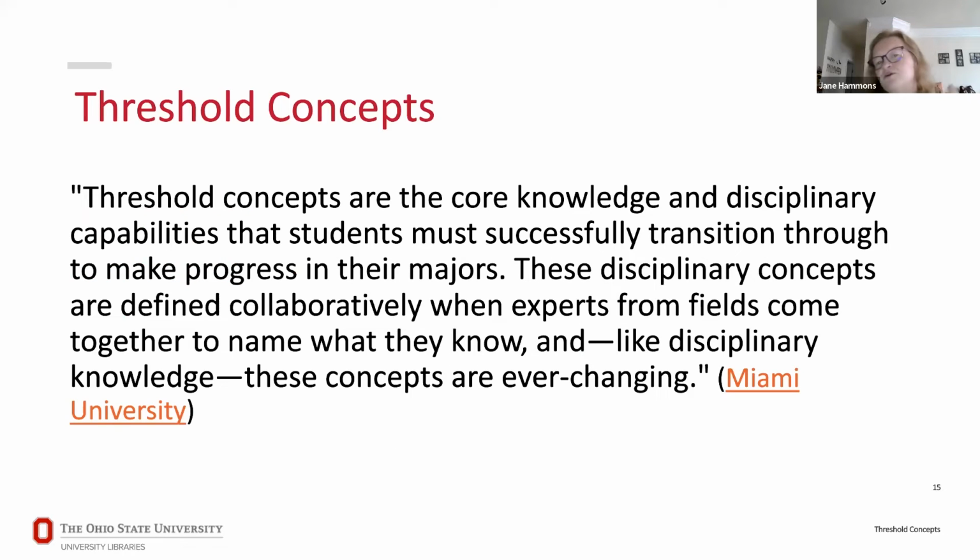This definition talks about threshold concepts specifically as those core knowledge and disciplinary capabilities that students have to know to transition or to progress. I like this part of the definition in that how we determine what threshold concepts are within a particular discipline is that the folks in that discipline are the ones that are able to name those. Right, so they're the ones that are able to identify here are the key ways of thinking that students need to get to be able to move beyond, and to transform into thinking like we do, thinking like an expert in the field.